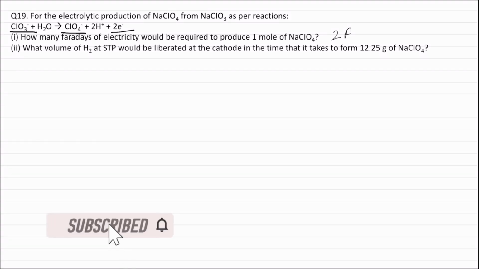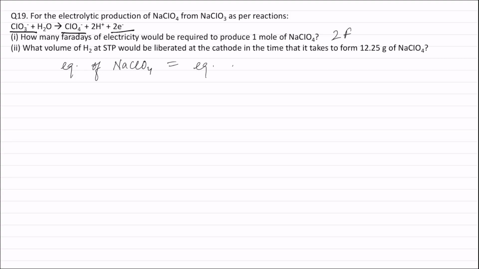Second part, what volume of hydrogen at STP would be liberated at the cathode in the time that it takes to form 12.25 gram of NaClO4? Now, equivalents of NaClO4 will be equal to equivalents of hydrogen. Equivalents of NaClO4 is the weight of NaClO4, given as 12.25 gram, divided by the equivalent weight of NaClO4. Equivalent weight of NaClO4 is the molecular weight, 122.5, divided by the valency factor, 2. And this is equal to equivalents of hydrogen.